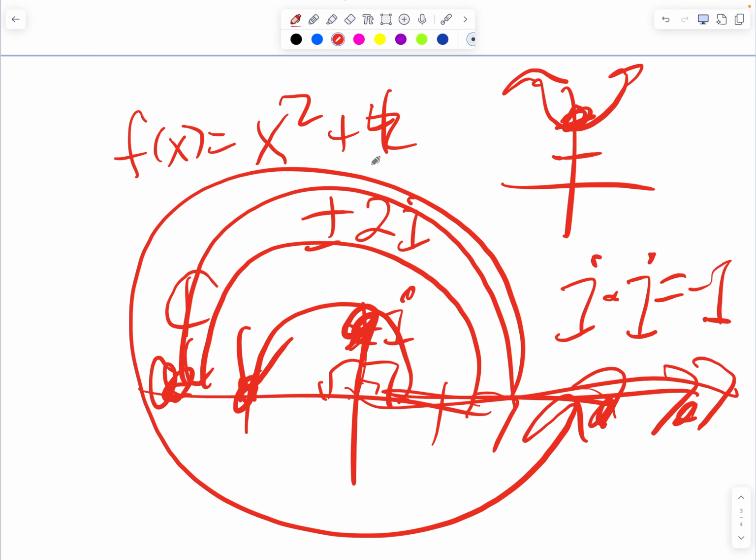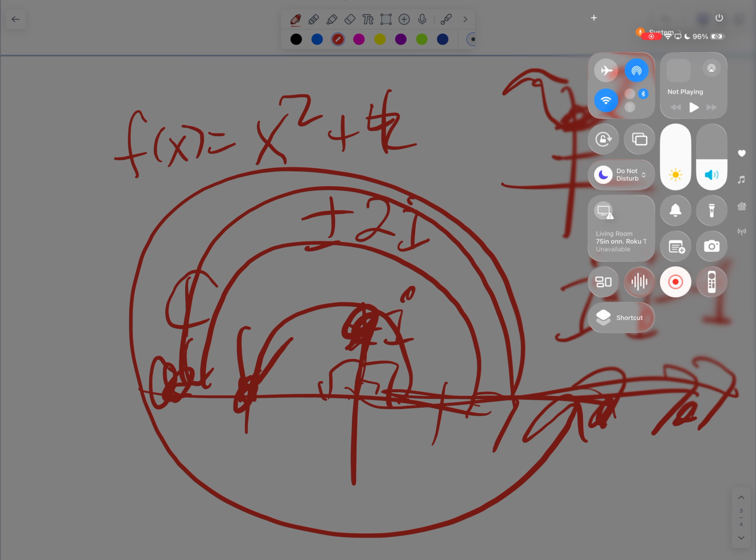My 2 good students out of 60. Yeah, it's awesome. I love it.